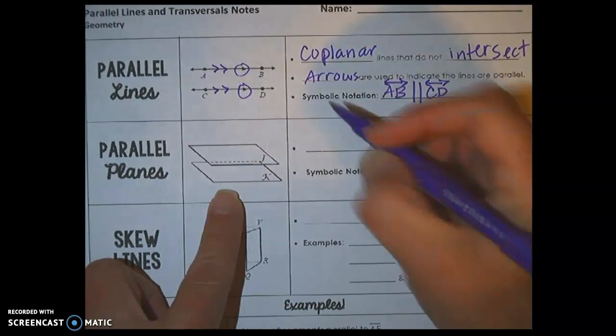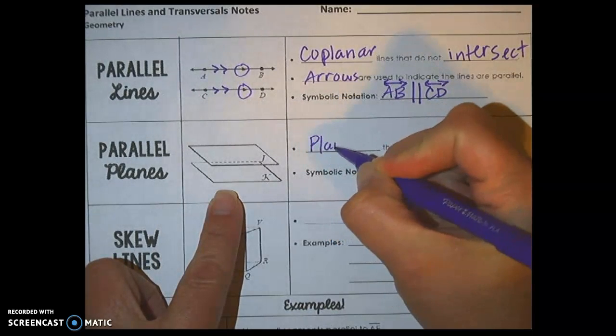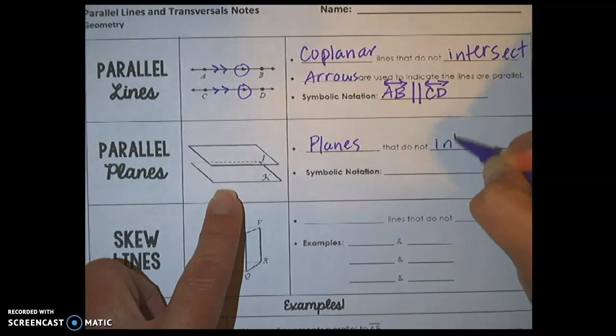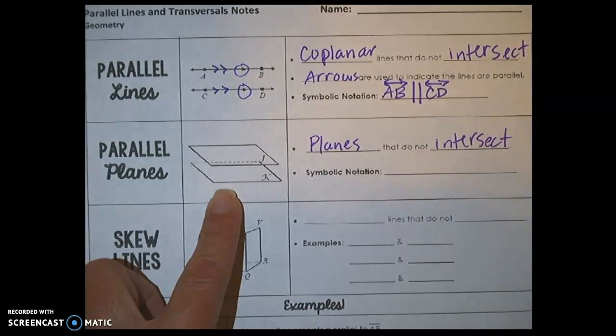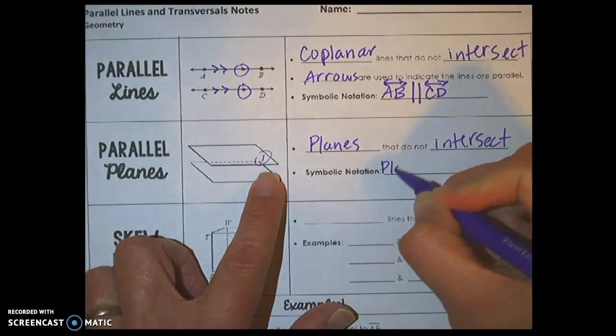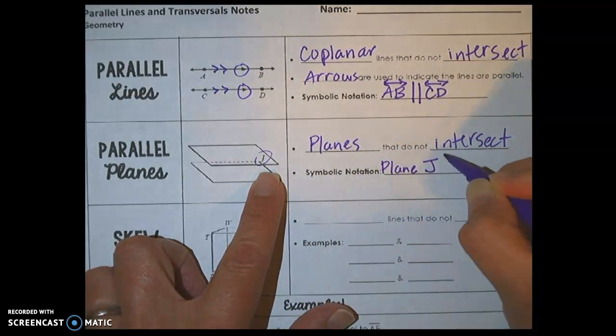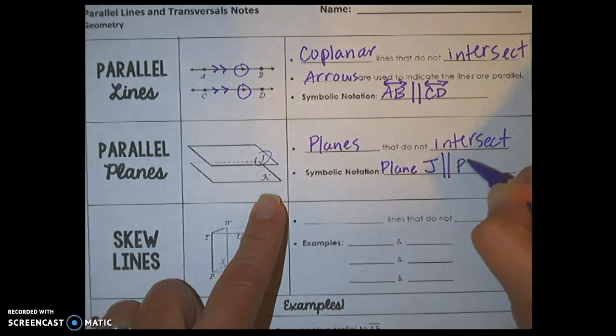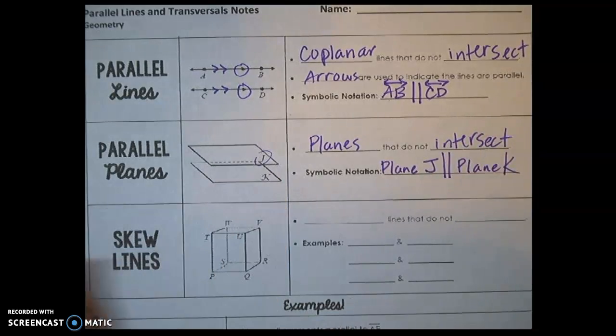Parallel planes are planes that do not intersect. And we use the same sort of idea. You can see that this is plane J, so plane J is parallel to plane K.